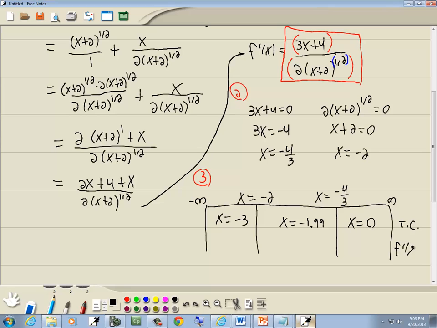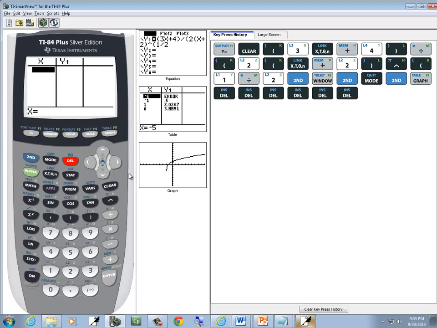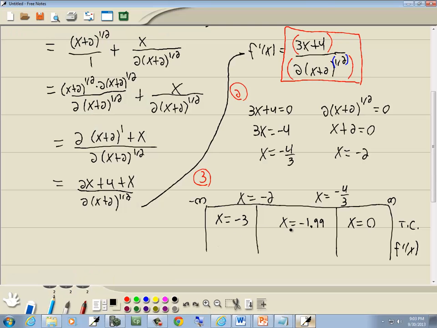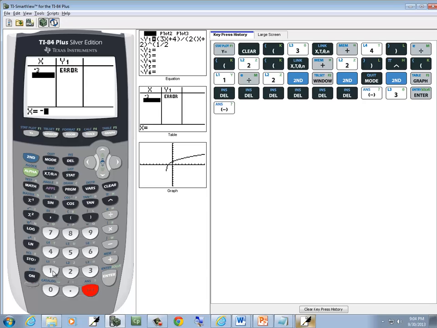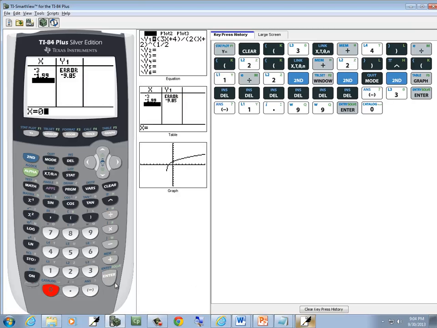Then we want to plug those into our derivative. But remember, we put our derivative over into y equals. So we can go into table mode and quickly do these. So I'll do second graph to go in table mode. I'll press delete over and over to clear out the old data I have. Then we will put a -3, enter. -1.99, enter. And 0, enter.